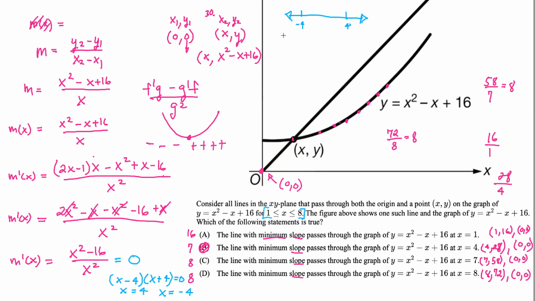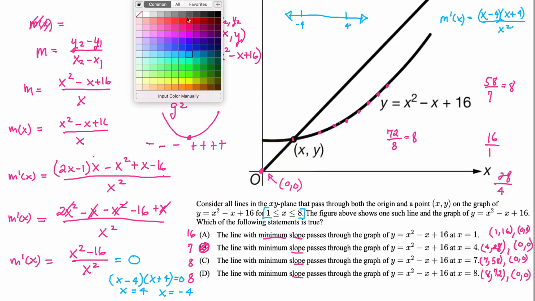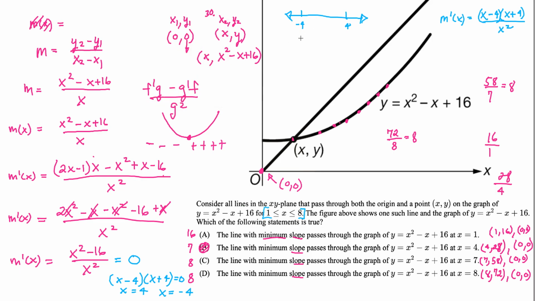But if you look, if I factor the top part, this is my m prime of x, this is the derivative, is x minus 4 times x plus 4 over x squared. So if you look, I'll plug in values, I'll show the whole thing just to illustrate, but we really don't need to worry about this negative 4.